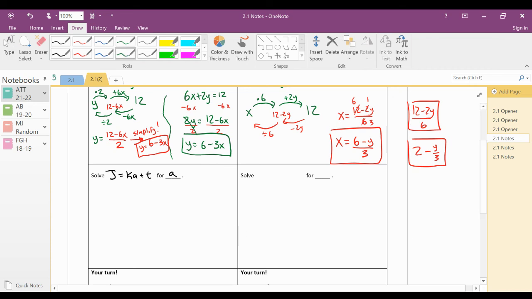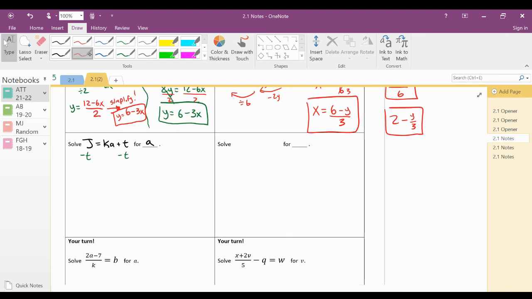Let's see. So a is being multiplied by k, and then we're adding t. So I'm going to undo that by subtracting t from both sides. J minus t isn't anything special except for j minus t, and right now that's equal to ka. Now I need to get a alone, so I'm going to divide both sides by k.